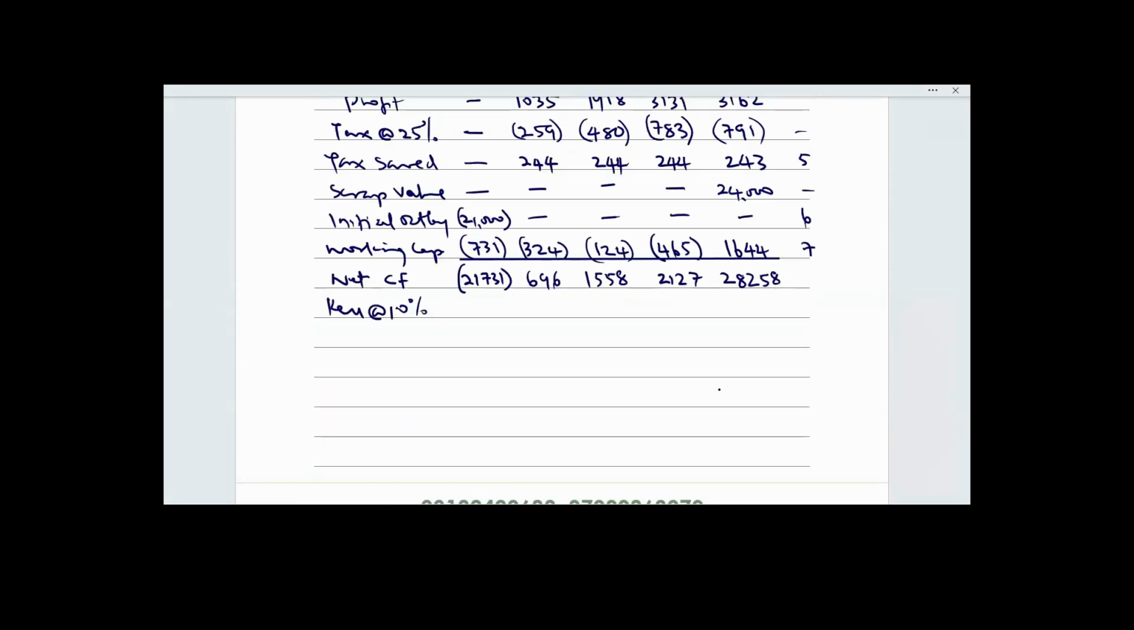So here will be 1, here will be 0.909, 0.826, 0.751, 0.683. Of course, working number 8, I think, yeah. So at this point, I need to get my present value. Here is 21,731. Okay, this is the PV, then this is the base case NPV.